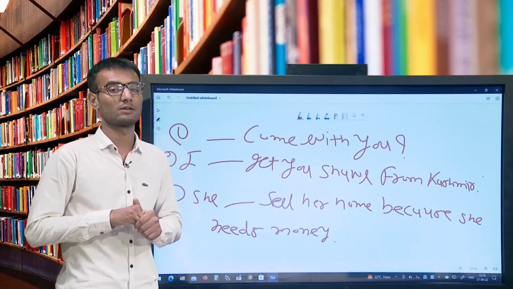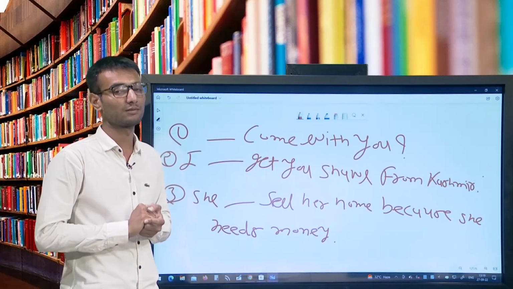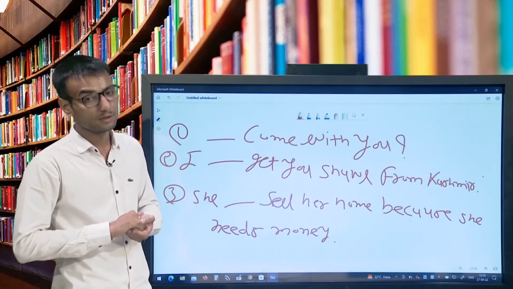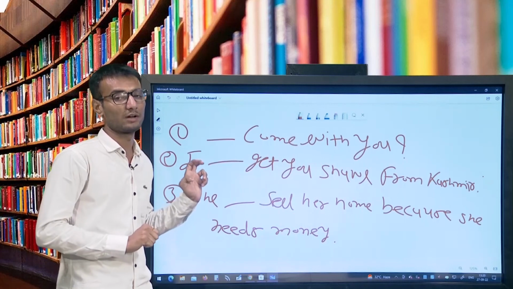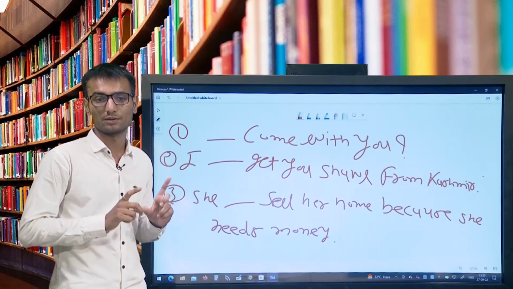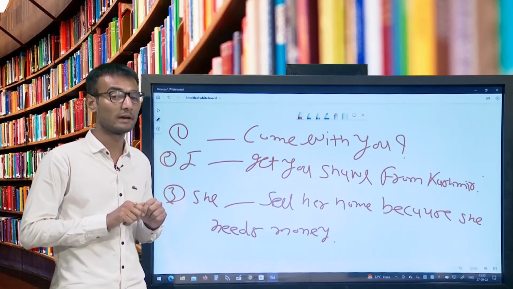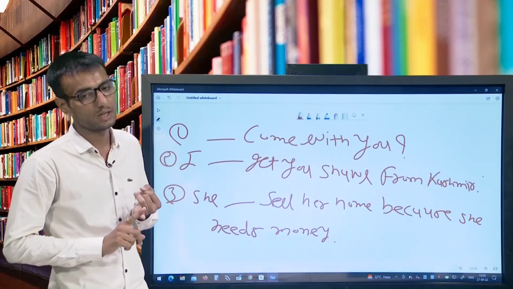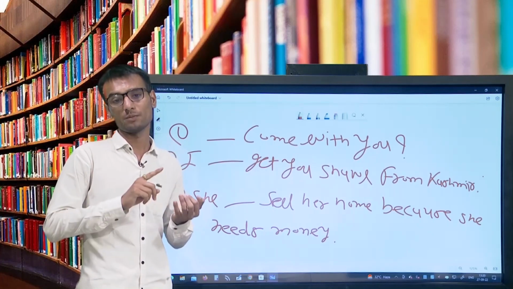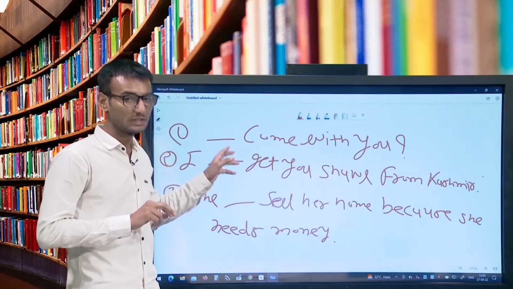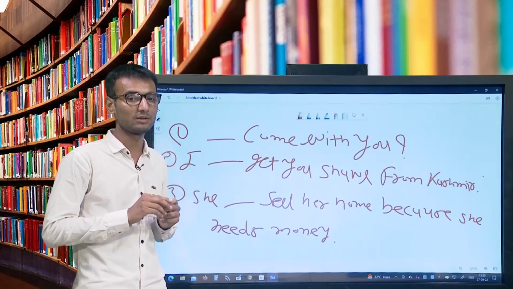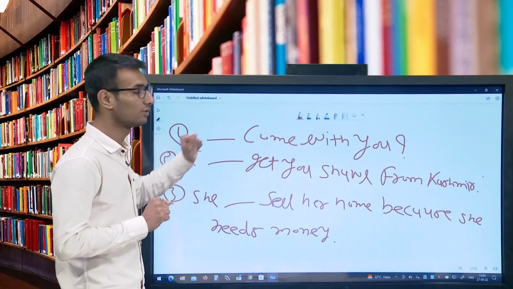Modal auxiliary is something without which you can't make sentences in English. They are very helpful in day-to-day life as well as in your writing, and it helps us understand a particular thing much more clearly. It has so many purposes, as we see that it shows capability, permission, desirability, and possibility.